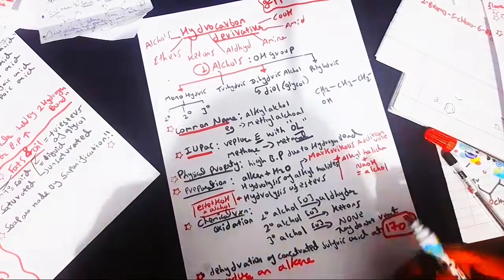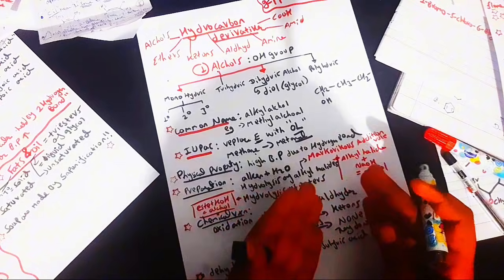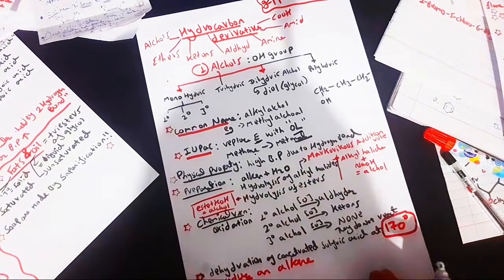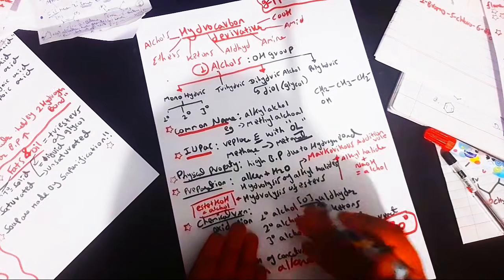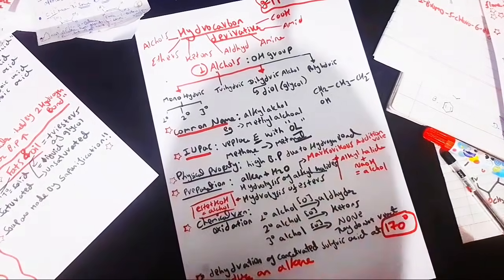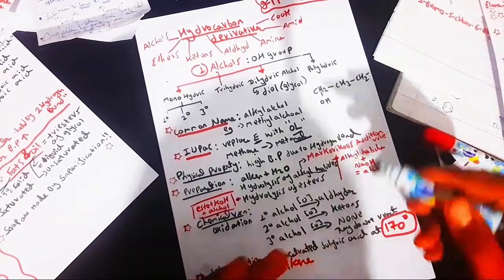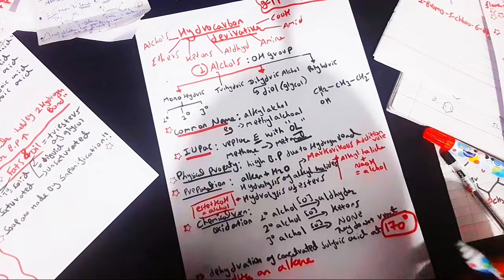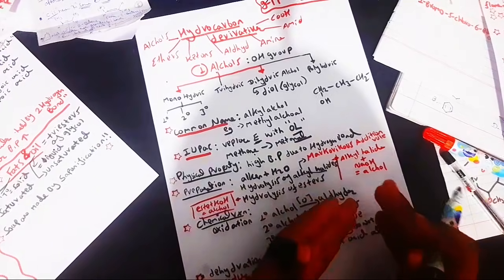For preparation, an alkene plus water gives an alcohol, and also hydrolysis of alkyl halides, which uses the Markovnikov addition rule. We'll see in our next video how we're going to use the Markovnikov rule.